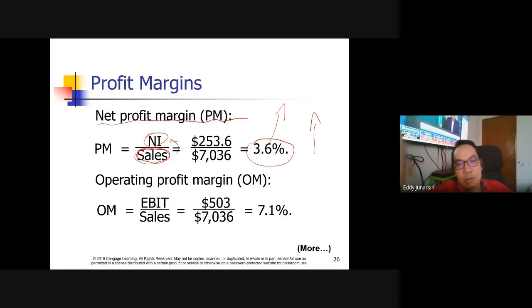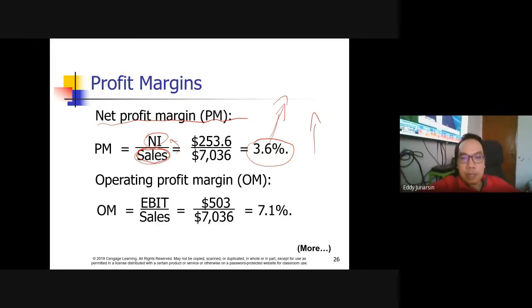So you see the number here, a typical American company's profit margin is not that high, but in other countries, especially in developing countries, you'll find the profit margin could be maybe more than 10%, maybe more than 12 or something like that. But in the context of the United States, it's quite hard to push your profit margin because of the competitive industry. So 3.6%. What about operating profit margin?